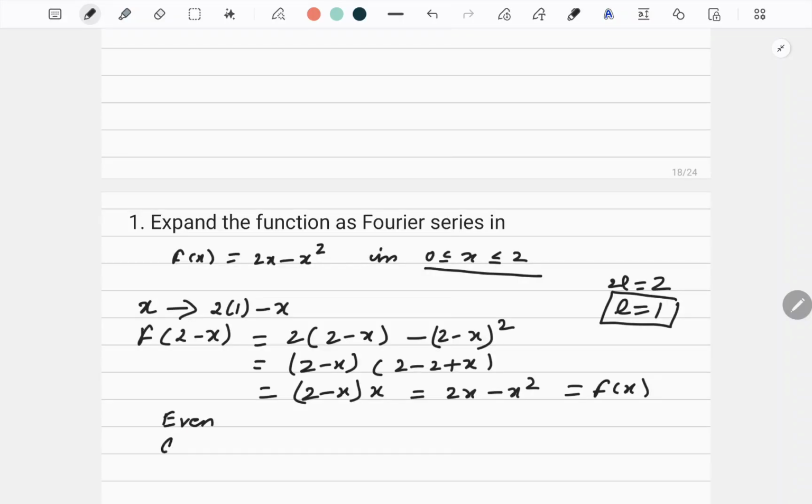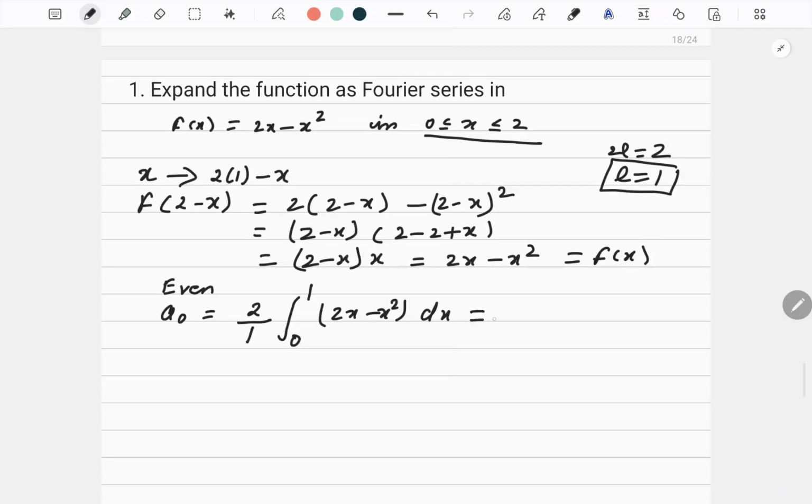If it is an even function, I will evaluate a0. The value of a0 will be 2 by L, L is 1, integral 0 to L, L is 1, f(x) dx, so integral 0 to 1 of 2x minus x square dx. Now integrate it. So this will become 2 is outside.